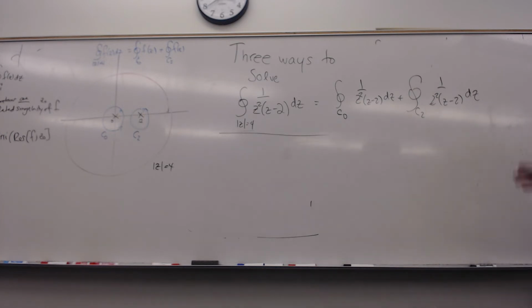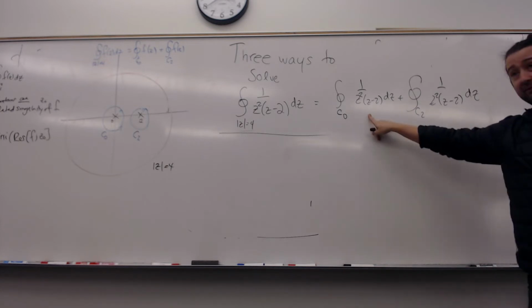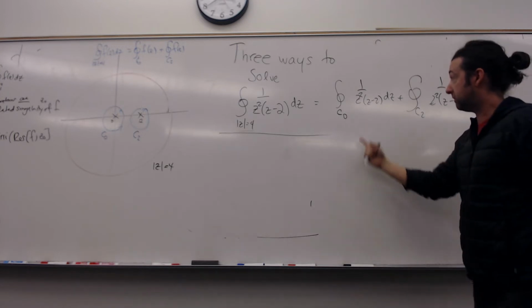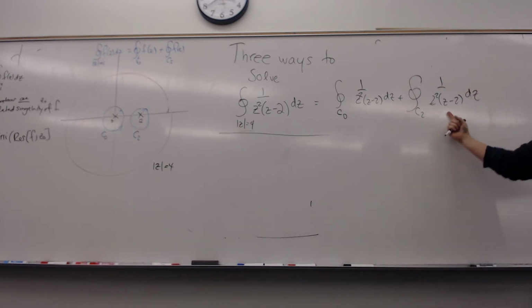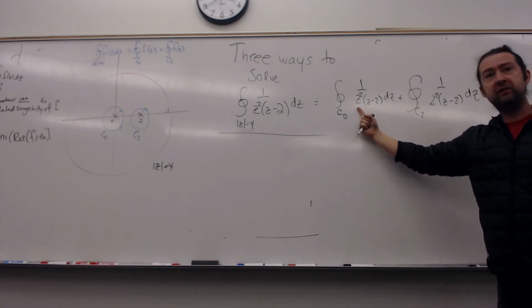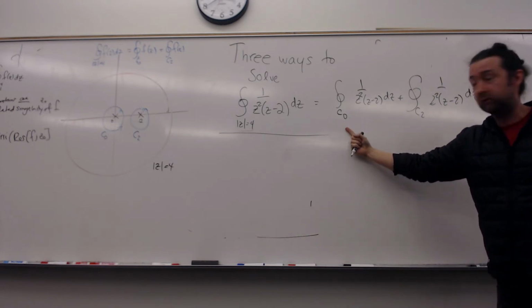Okay, so if I want to use the one singularity theorem, I have to be able to compute the residue of these things, which means I have to be able to compute their Laurent series. How about we do the easy one first? So the easy one is probably this guy. I want to compute the Laurent series of this function around 0. The singularity is 0, it's in the middle.